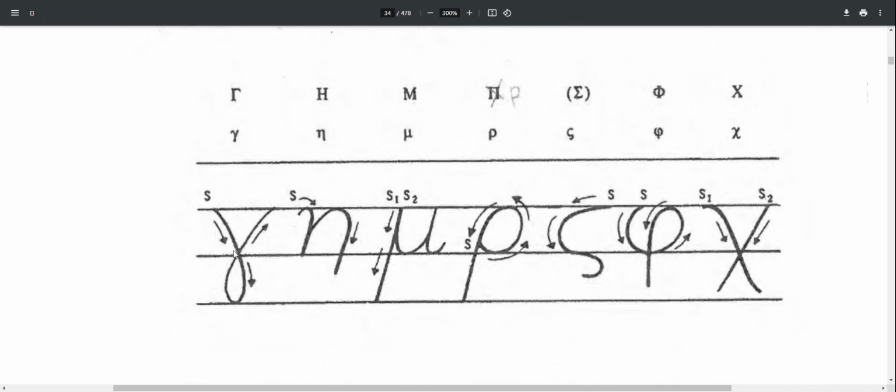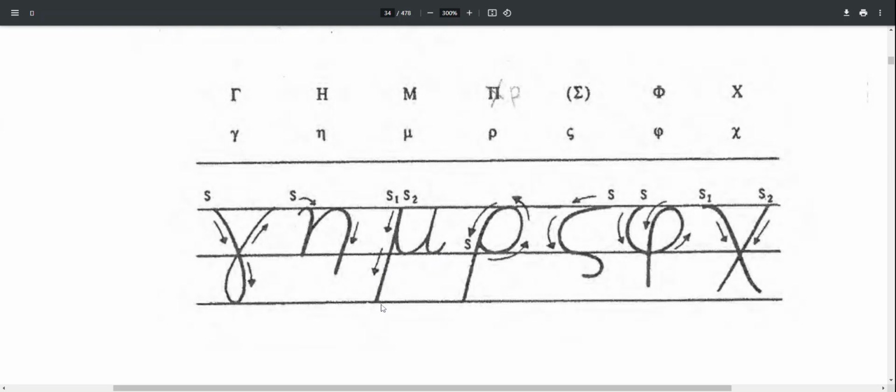Gamma. Go above the line. Up, goes above the line. You can make it closer. This part. Eta looks like an N, but with a leg above the line. Eta. Mu has this line above the line. This trace above the line goes like this, like a U shape.